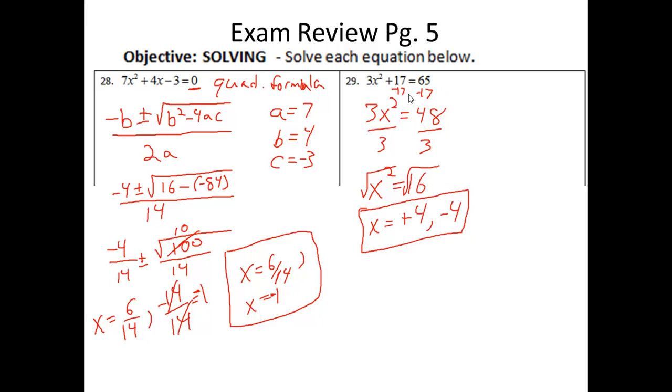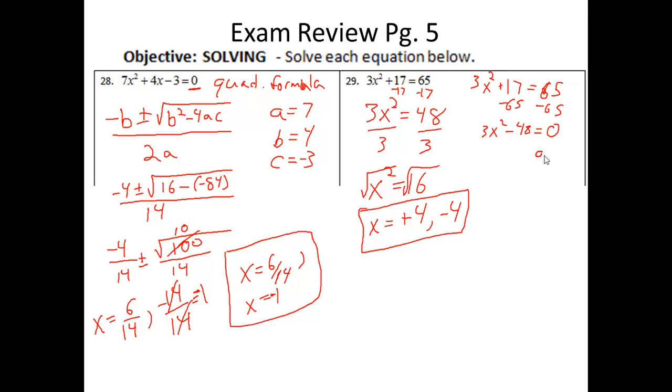Another way you can solve this would be the quadratic formula, where you need to put, I'll start all over, 3x squared plus 17 equals 65. Now what we have to do is get 0 on the one side, so we're going to subtract 65 from both sides. We're going to have 3x squared minus 48 is equal to 0.